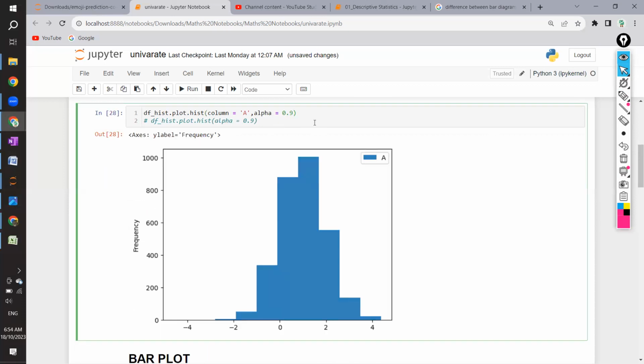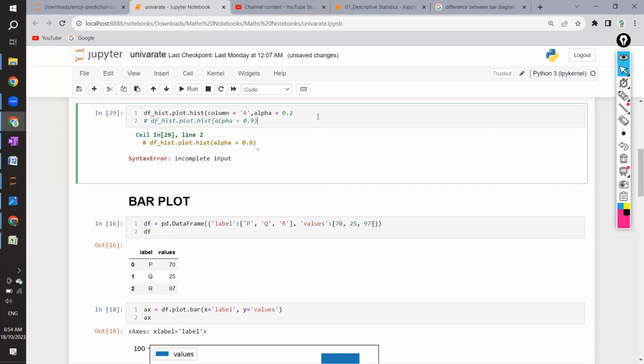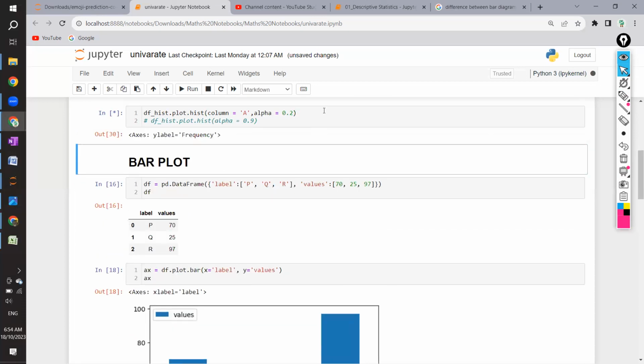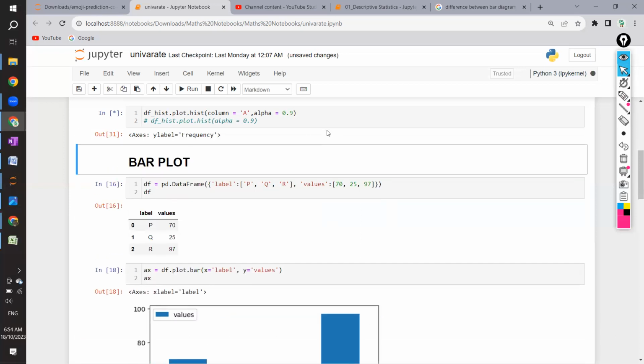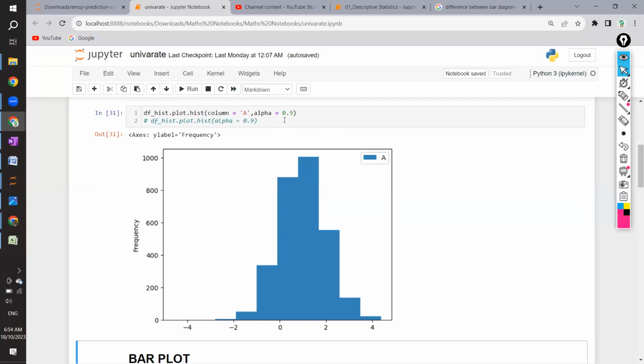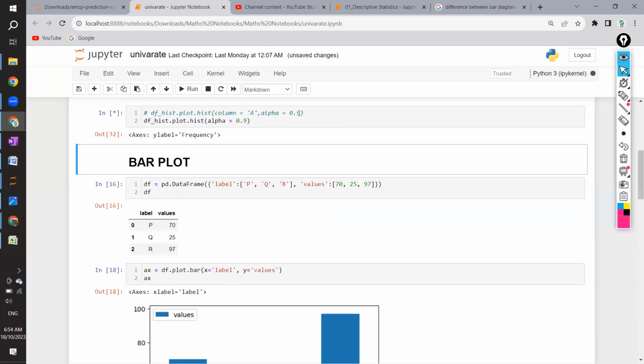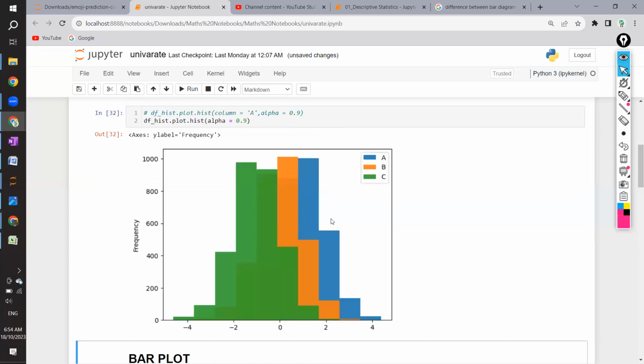Now here, the alpha is just the brightness of this graph. If I change it to very low, the graph will be very light, and if I change it to the maximum 0.9, it will be very dark. Now for any particular column, you can say column A, but if you want to draw for each and every column, you can use this. That is the histogram for continuous data.